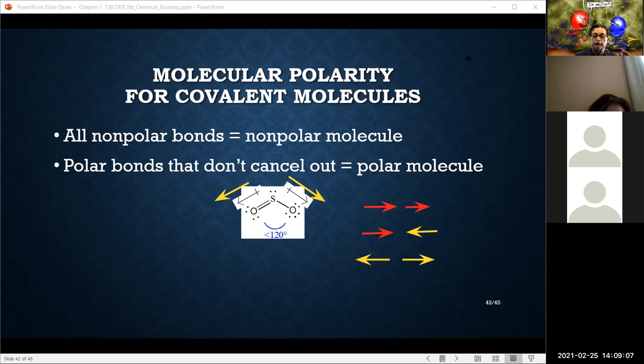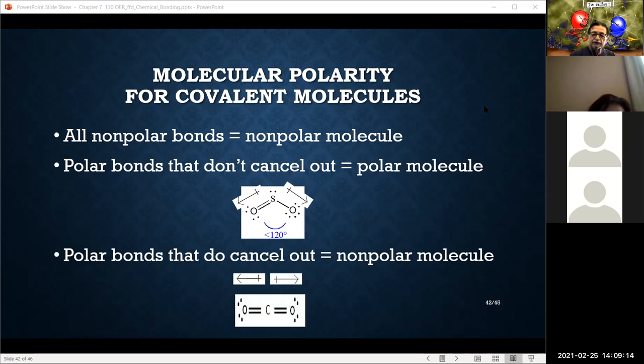Compared to, let me clear this up a little bit. All right, so if they cancel each other out, we end up with a nonpolar bond. For example, carbon dioxide. If we go through the Lewis dot structure, we end up with a linear structure right here, which is AB2, carbon dioxide.